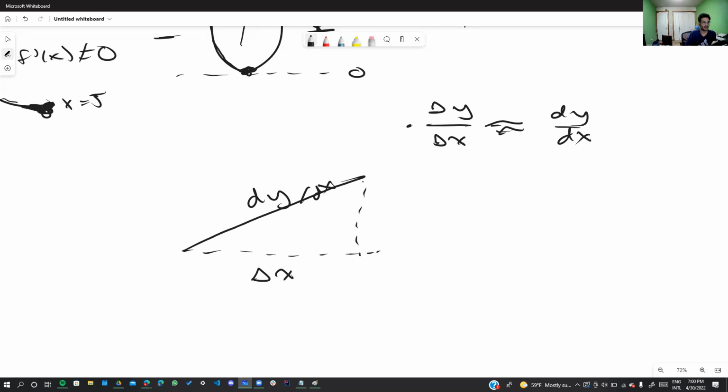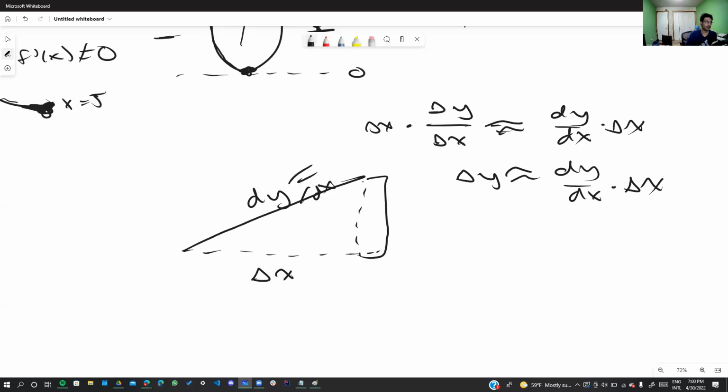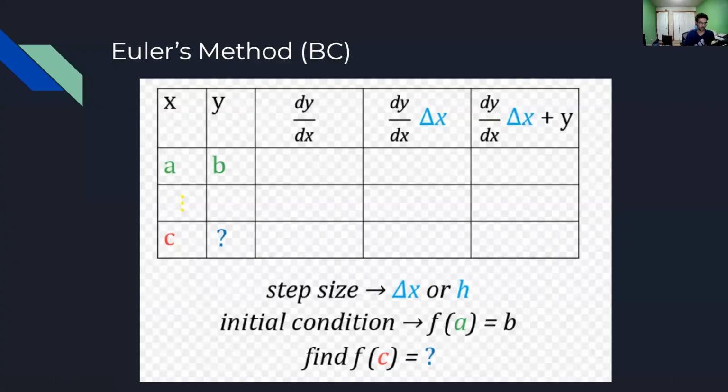So if we alter this slightly, the change in y is approximately dy/dx times the change in x. If we figure out the derivative of something, let's say it's 4, and we're changing x by 0.5, approximately y is going to be changing by 2. So that's how you have the rise over run be 4. And then you just add on to y, and you do that multiple times. That's how Euler's method works.